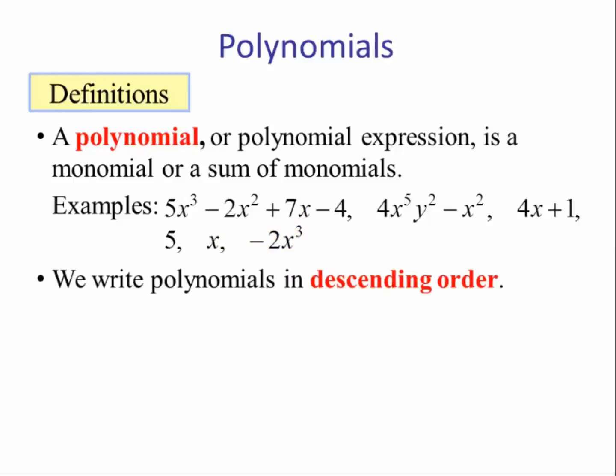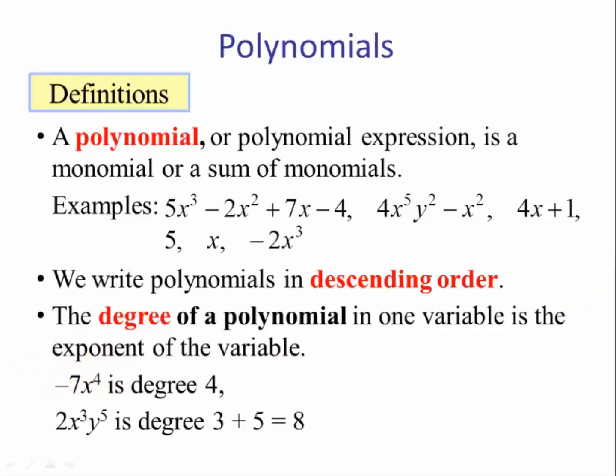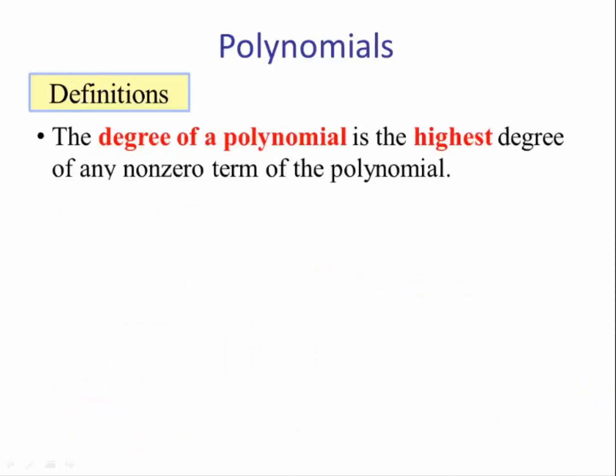So to put a polynomial in descending order, we need to talk about what's called a degree. The degree of a polynomial in one variable is the exponent of the variable. Negative 7x to the 4th has a degree of 4 because that is the exponent for the x term. 2x to the 3rd, y to the 5th has a degree of 8 because this is one term and we add the exponents. So 3 plus 5 is 8.